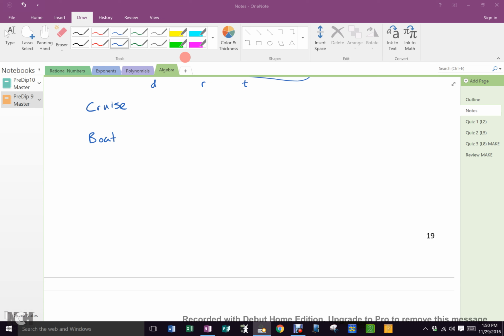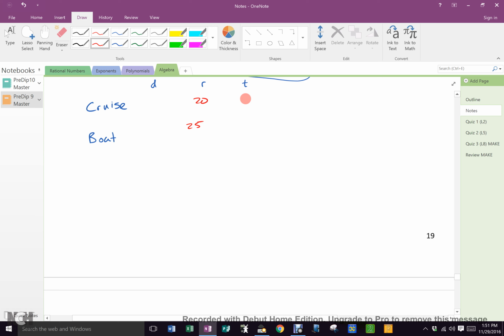Okay, what do we know? The rate of the cruise ship is 20 kilometers an hour. The rate of the private boat is 25. What don't I know? After how long did the private boat overtake the cruise ship? So I don't know the time.